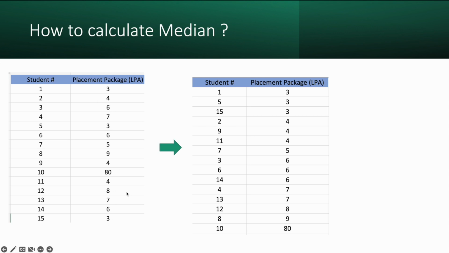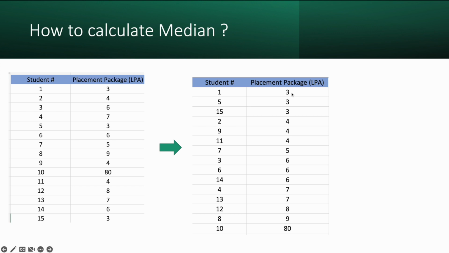We are going to rearrange this data into a slightly different form. In the case of median, we have to sort this out, right? I have sorted this in ascending order. You can sort ascending or descending, it doesn't matter actually. When I sorted this, the placement packages come in sorted order. The 80 goes to the last, and 3, the minimum, goes at the top.